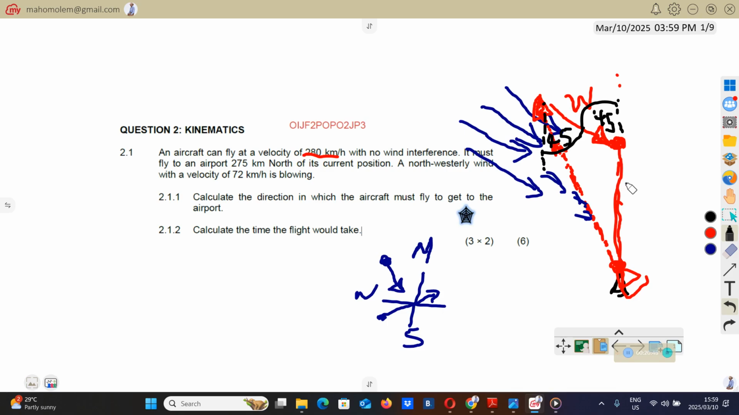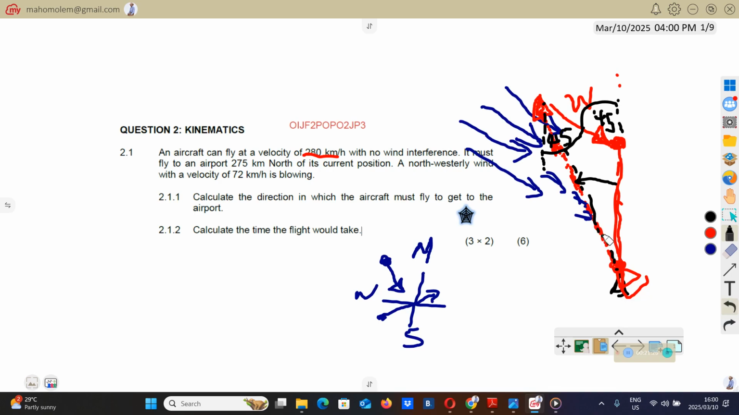Right. Now, the question here is 2.1. Calculate the direction in which the aircraft must fly to get to the airport. So I've already discussed that this aircraft must take this direction, and this wind will change the direction from this northwest direction to northerly direction. So the pilot must steer this aircraft in this direction. So the aircraft must take this direction.